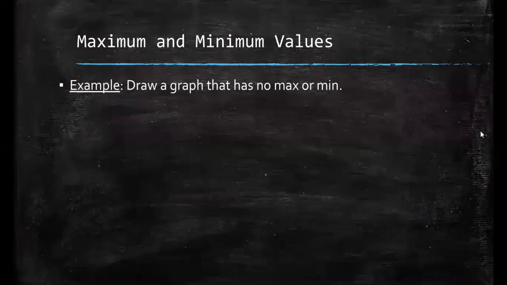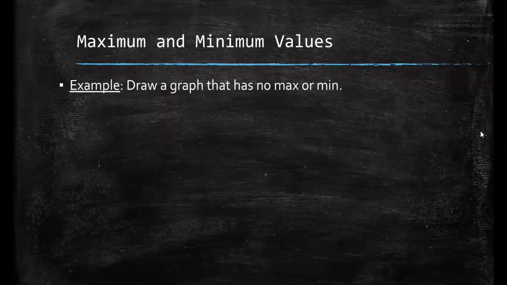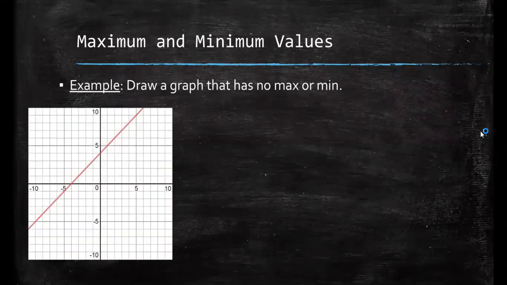There are several different ways this graph could look. I'm going to give you just a few examples here. A line would be an example of a graph that has no maximum or minimum. Okay, this goes up and down forever.